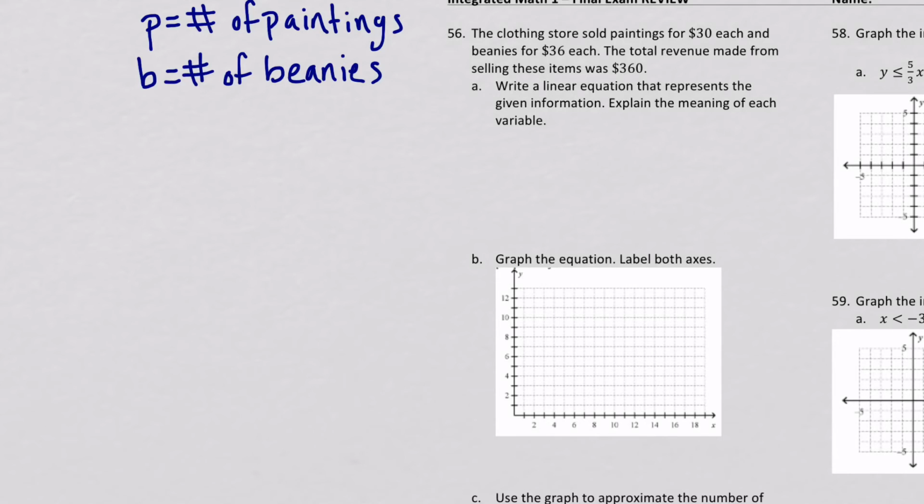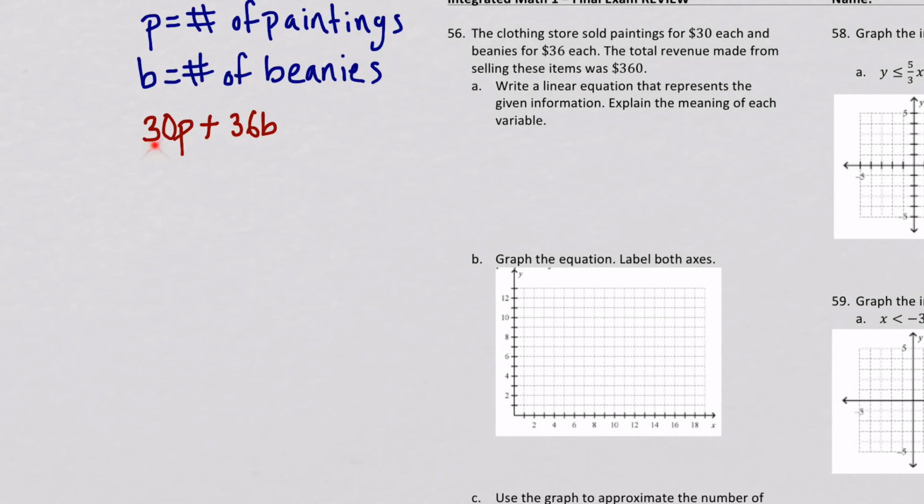And so how much are they making for the paintings? If you think about it, they're charging $30 for each painting. So for the total number of paintings, which is P, they are going to make 30P. 30P represents the total amount of money they make for the paintings. Okay? On top of that, they are selling beanies. So you're going to add to that, and they're selling beanies for $36 each. So if each beanie is $36 each, the total amount of money they make from beanies is going to be 36B. Because you can multiply 36 times the number of beanies to get the total.